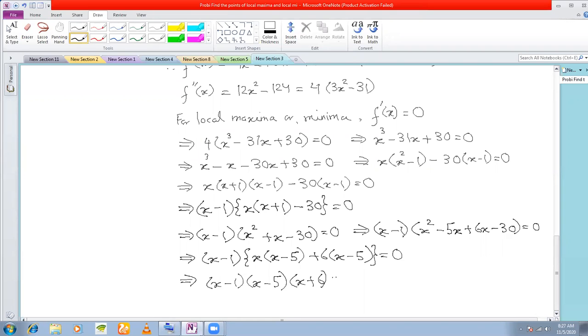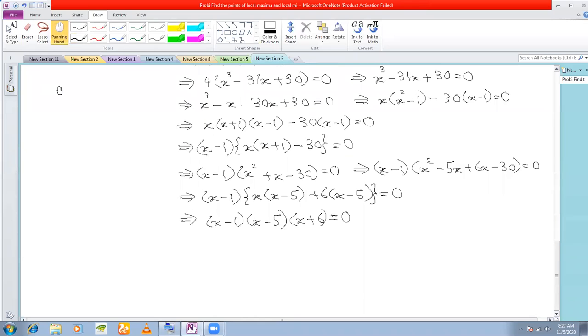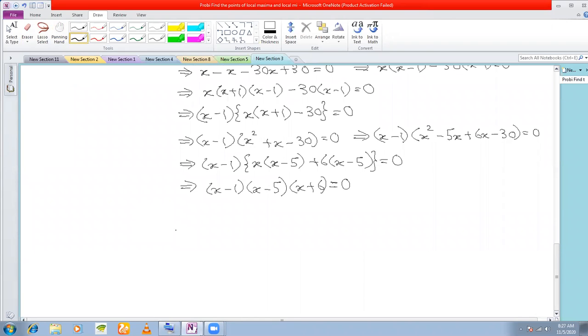That means how many values of x you are getting? You're getting 3 values of x. That means you're getting 3 points, so you will have to check 3 times. Either x is equal to 1 or x equal to 5 or x equal to minus 6. Now we shall check at x is equal to 1.